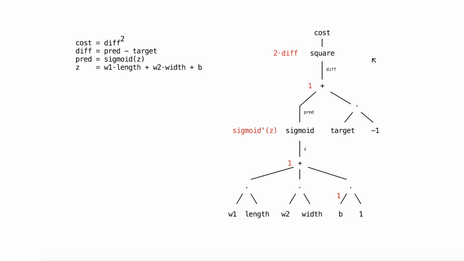So this partial is really simple. It's just 2 times difference times 1 times sigmoid prime of z times 1 times 1. So that's how we find our 3 partials of the cost with respect to each parameter.